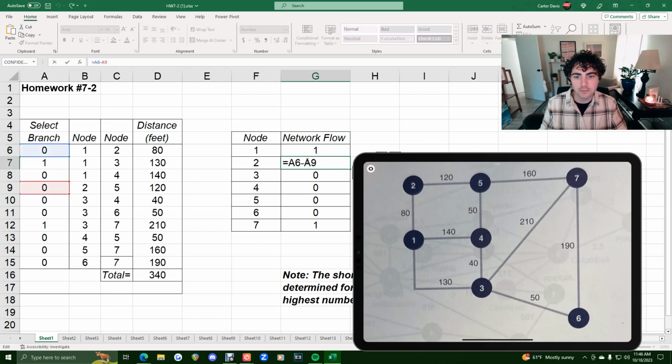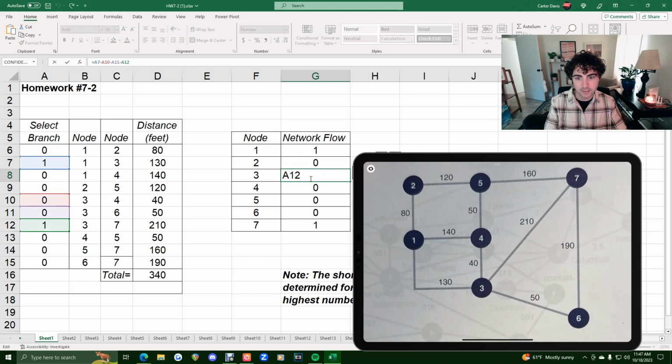Now, let's talk about network flow for the rest of them. Network flow, again, is the flow in minus the flow out. So notice how this network flow is the flow in from 1 to 2 minus the flow out from 2 to 5. So these are all the flows in and out of 2. So flow into 2, looking at the iPad, 1 to 2, that's the flow in, and then flow from 2 to 5 is the flow out. So you do in minus out.